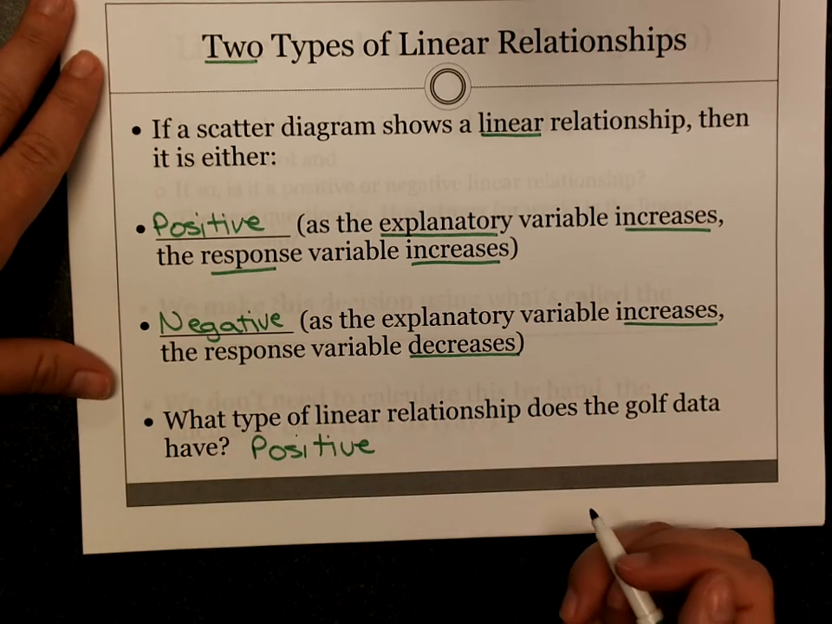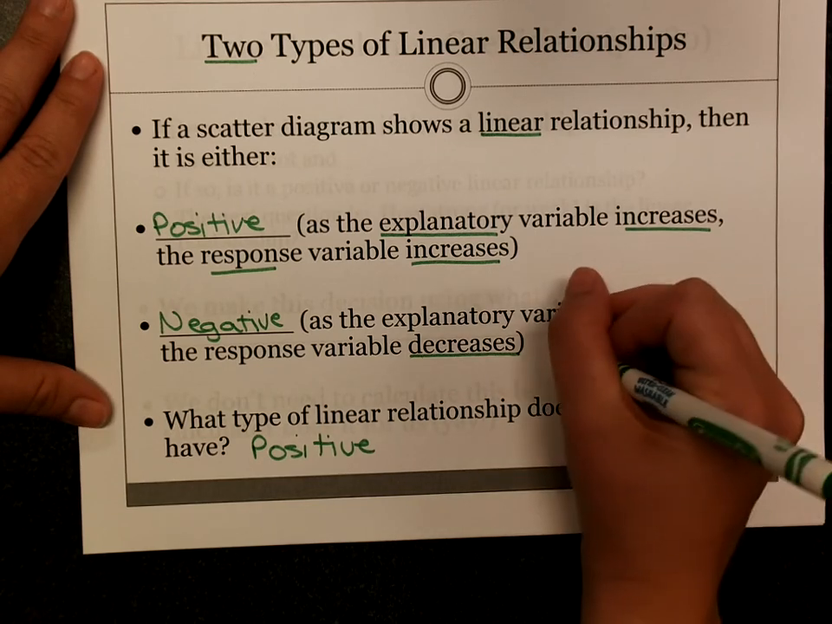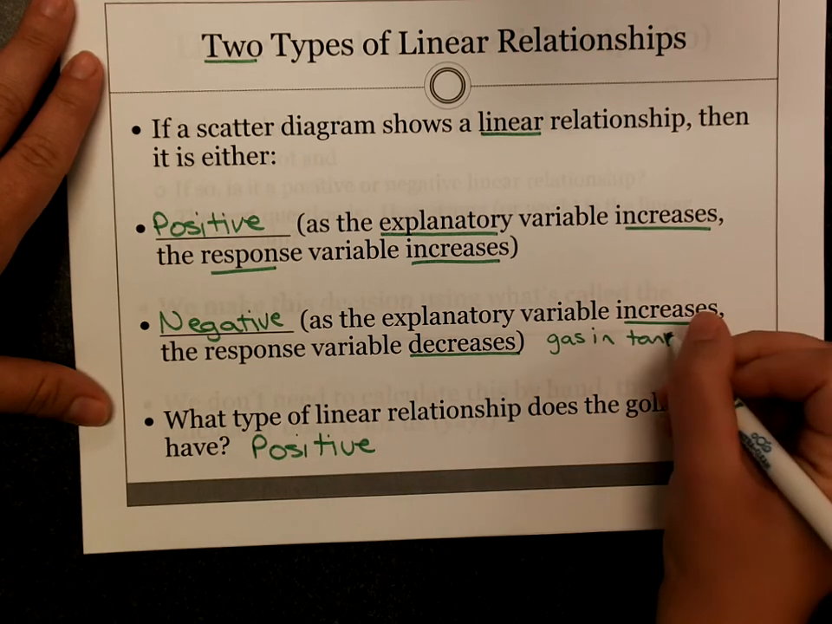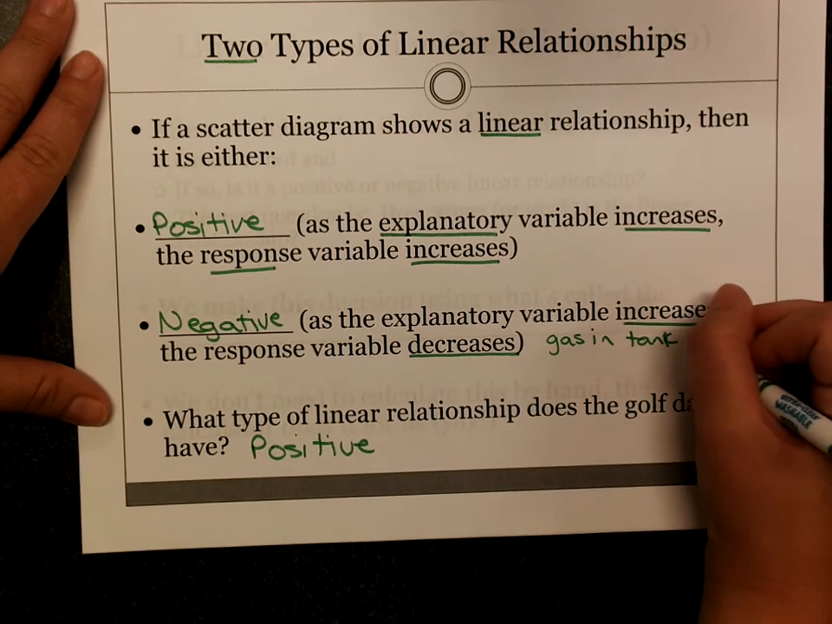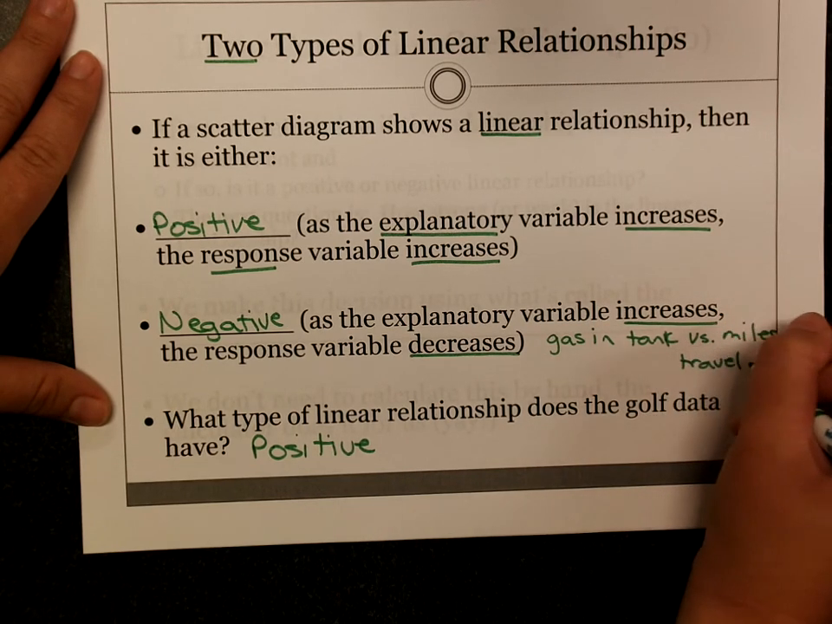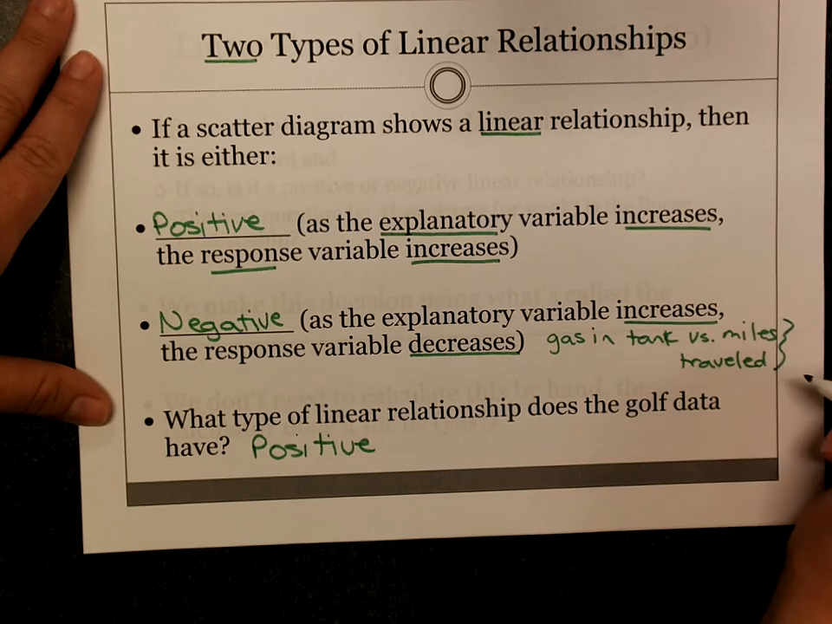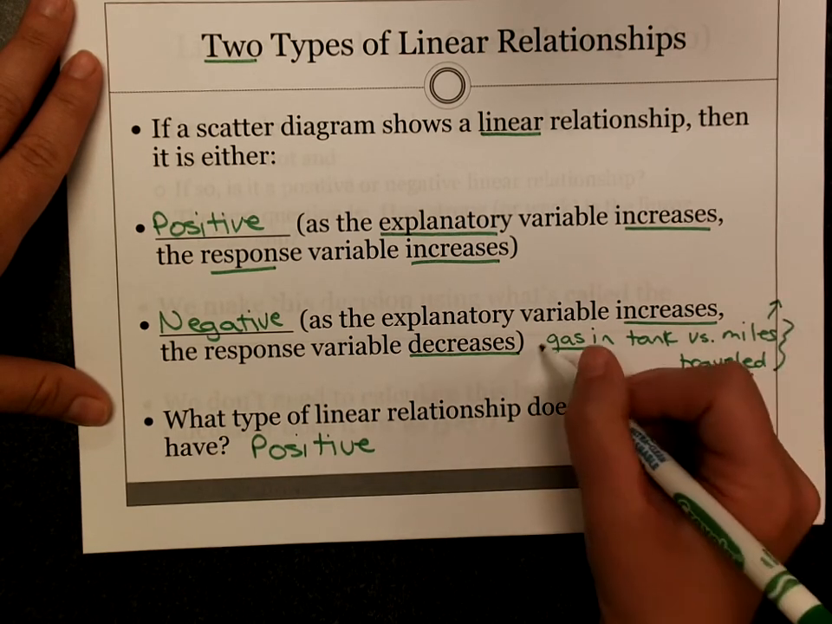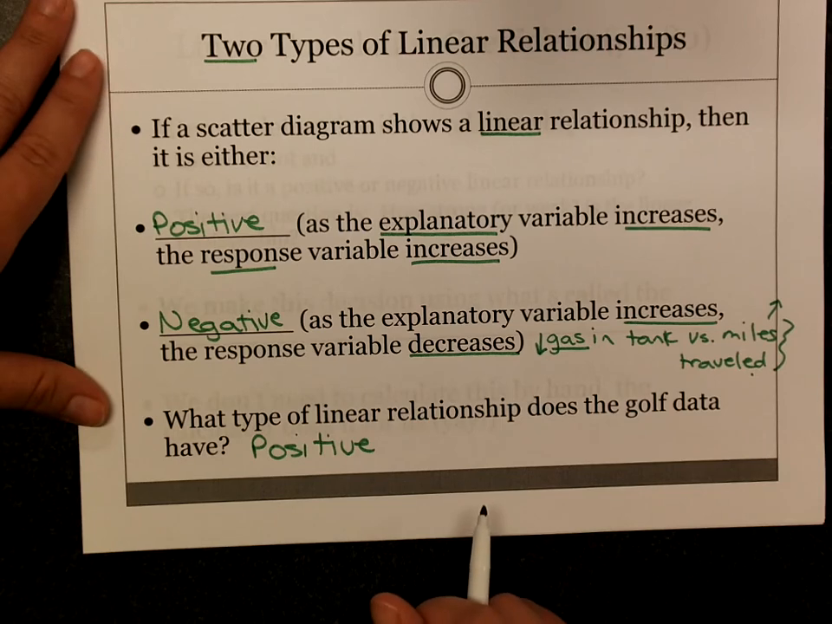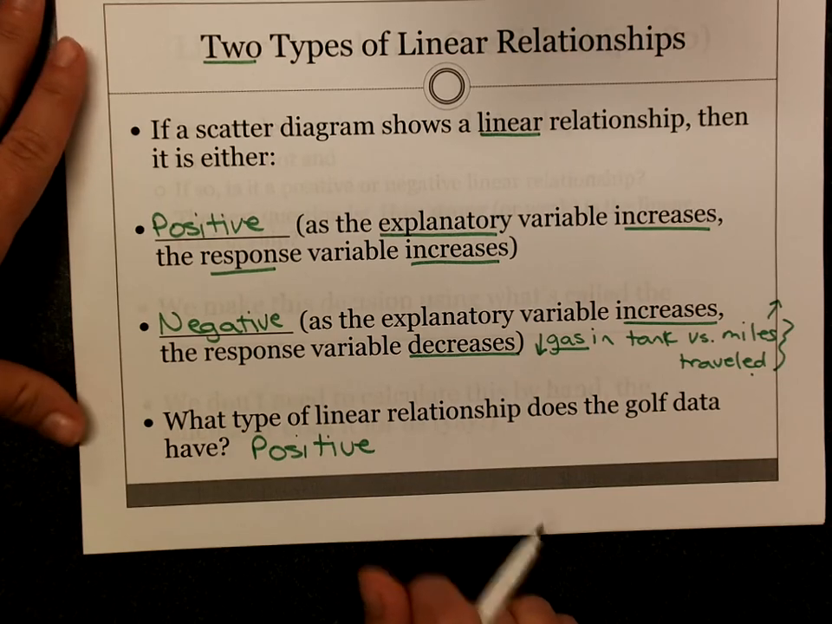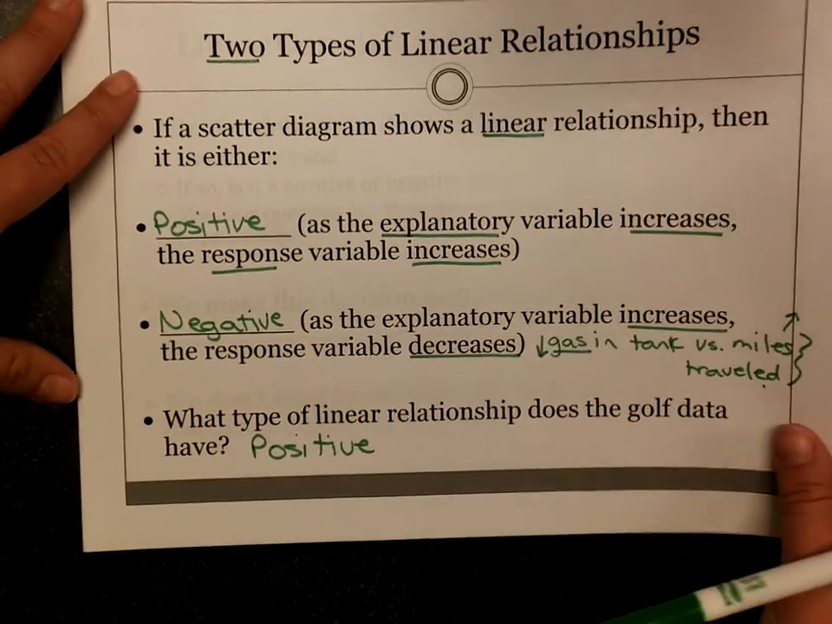Just a quick example of a negative relationship. I always think of the gas in your tank, in your car, so how much gas you have in your tank, versus the miles you have traveled. So as the miles you travel increases, the further and further you go with that tank of gas, the gas level in that tank is going to go down. So as miles traveled increases, the gas in your tank decreases. That's just a quick example of a negative linear relationship. There's several others. I just think that one's a pretty common one that we notice every day when we drive.